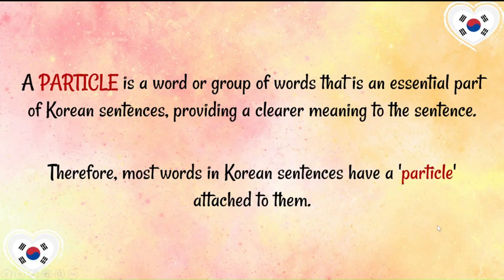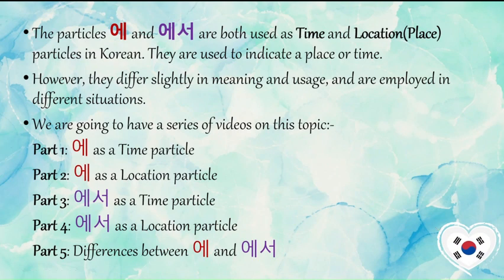Okay, now let's talk about the two very important Korean particles, e and eso. They both are used as time and location particles in Korean, which means they are used to indicate a place or time. Although they are both used as time and location particles, they differ slightly in their meaning and usage, and therefore they are used in different situations.